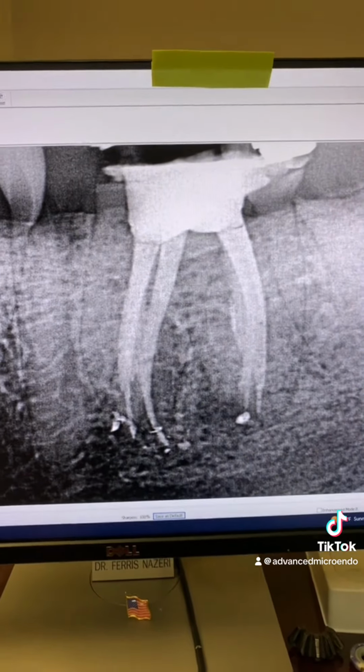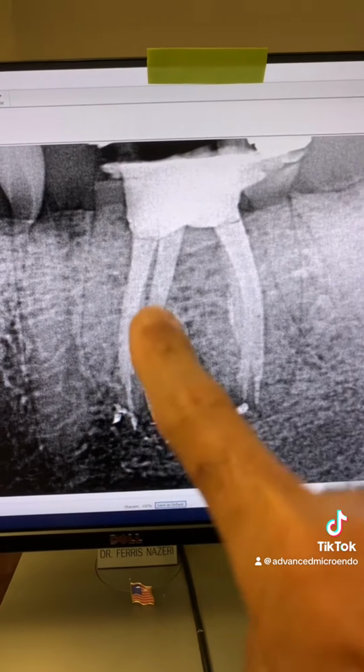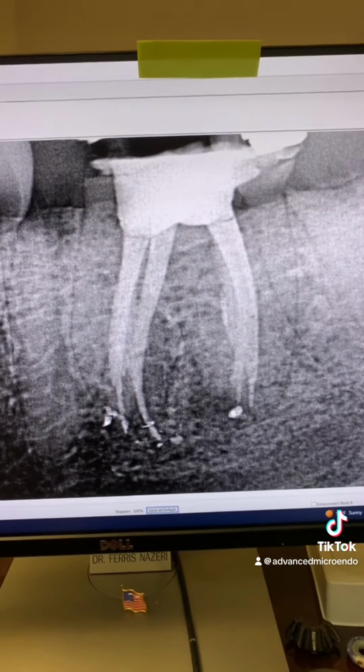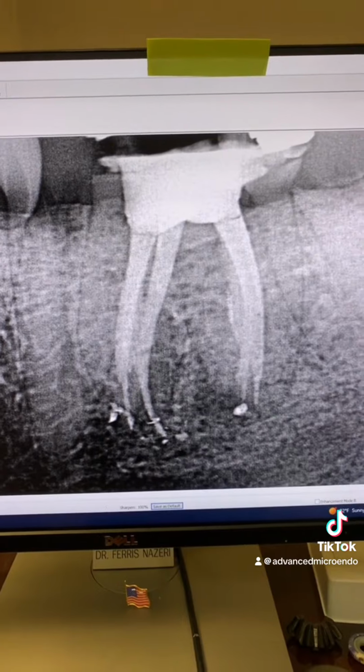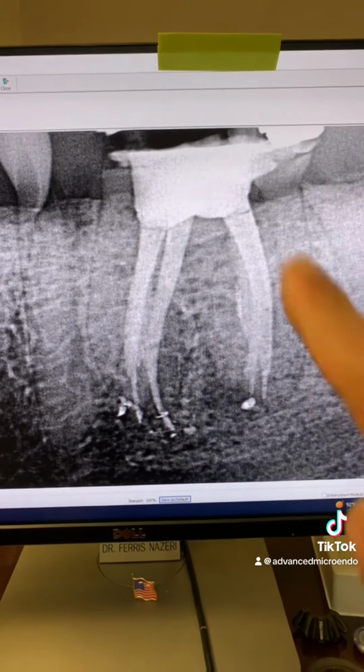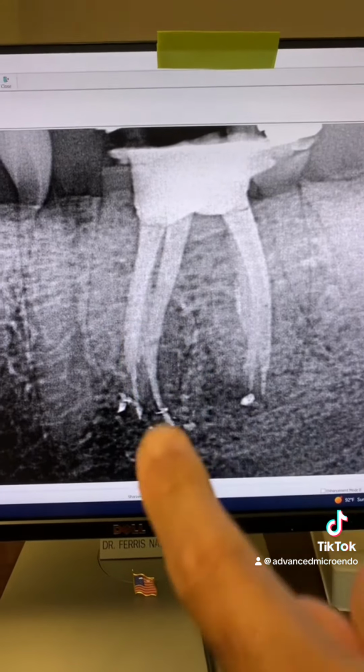And here's the post-op. So as you can see, everything went great. There was a huge ledge. So the dentist had ledged the mesiolingual canal, and that's why he or she couldn't go all the way to the working length. But we were able to bypass the ledge. Look at the anastomosis between the mesial canals there.